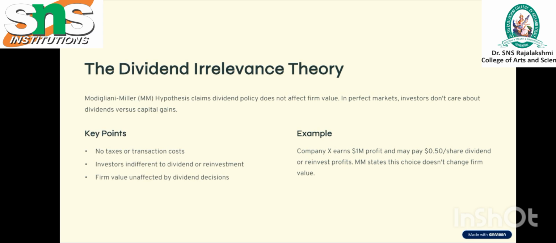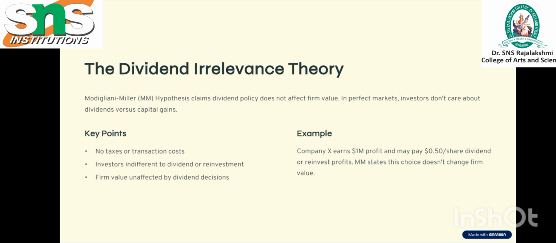That means there is no relationship between the dividend decisions and the value of the firm. That is what we call irrelevance theory. In a perfect market, investors don't care about the dividend versus capital gains.